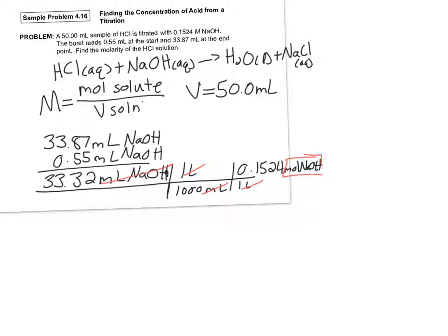All right, let's do some math now. That equals 33.32 times 0.1524, and then that gets divided by 1,000. So I got 0.0051 moles of sodium hydroxide.